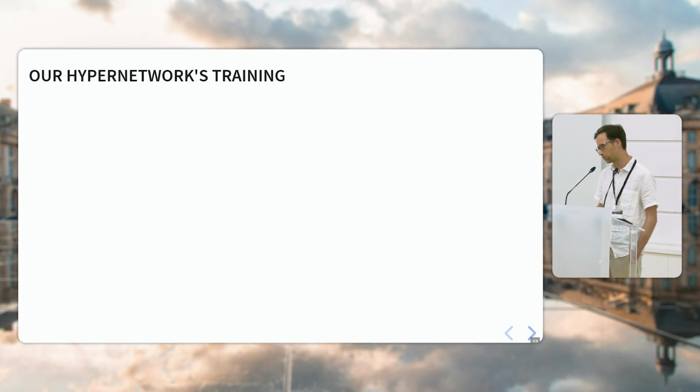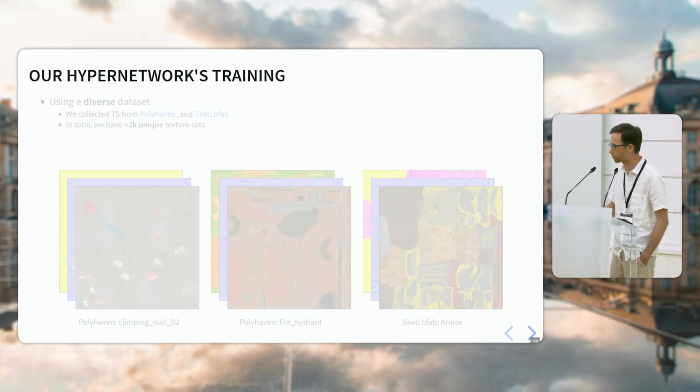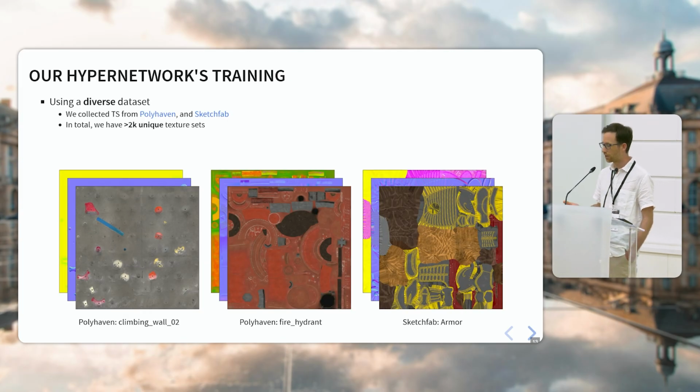Okay, so to train the hypernetwork, you first need a data set, and for that I collected a lot of textures from Polyhaven, Sketchfab.